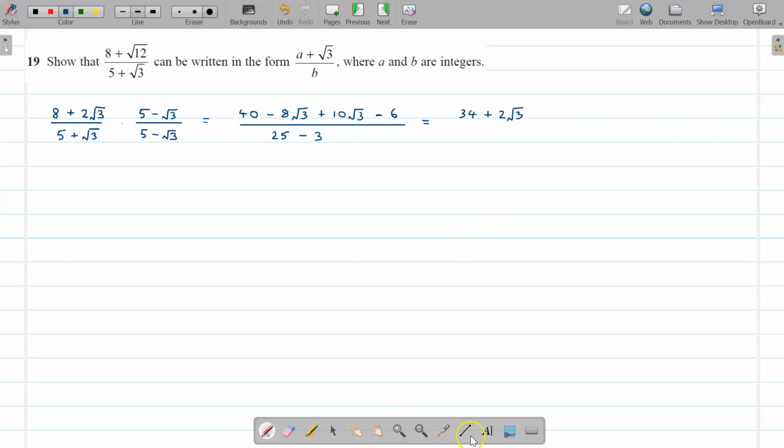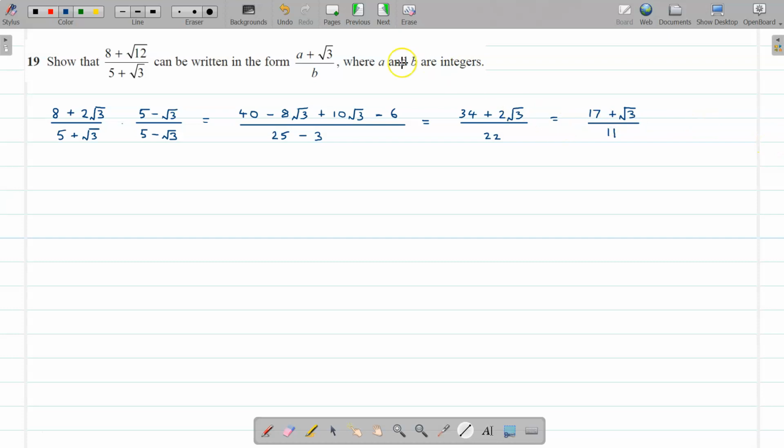and on the denominator I've got 22. Hopefully you'll notice one more step, and that is that they are even numbers on the top and bottom. So that is actually equivalent to 17 plus 1 root 3, or just root 3, all over 11. And that is the simplified surd answer that they would be looking for.